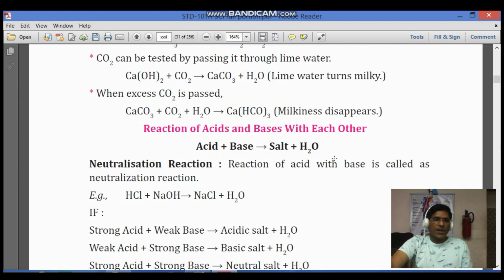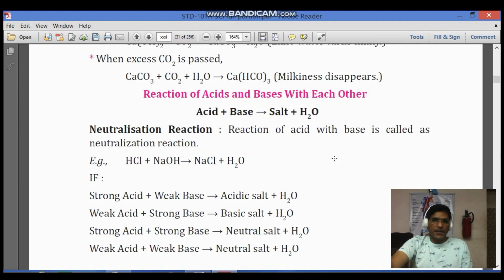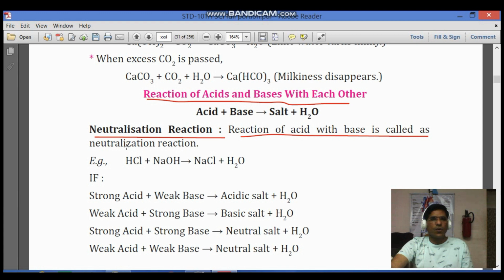Now the reaction of acid with base is most important, because you have to write a short note on the neutralization reaction; that will be asked in your exam. Reaction of acid with base is called neutralization reaction. HCl plus NaOH gives NaCl plus water. So here NaCl is the salt, HCl is the acid, and NaOH is the base.